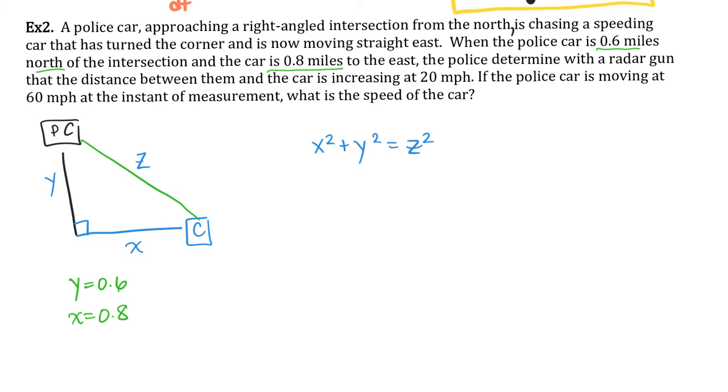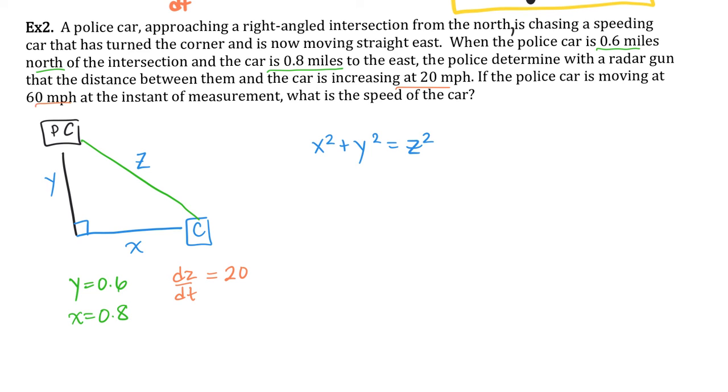The police determined with a radar gun that the distance between the police car and the car is increasing at a rate of 20 miles per hour. So the distance between them is z, which means dz/dt is increasing at 20 miles per hour, so it's positive.